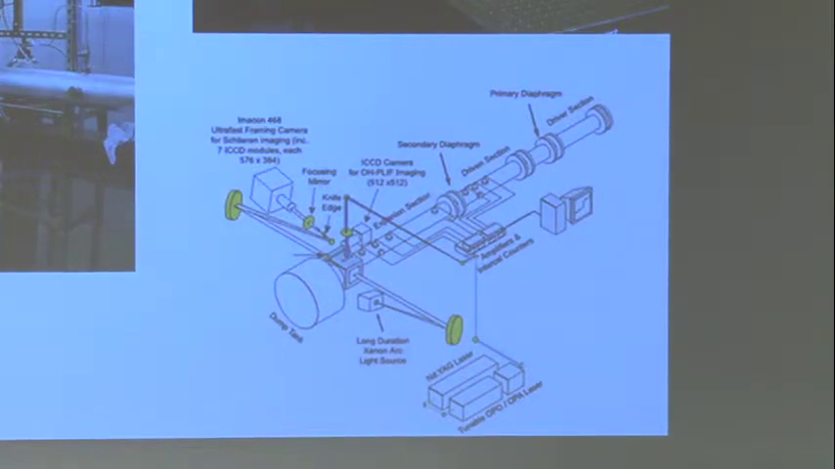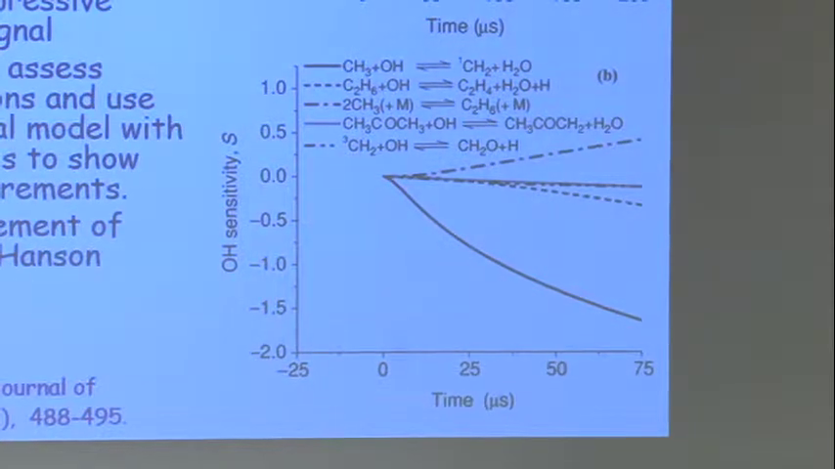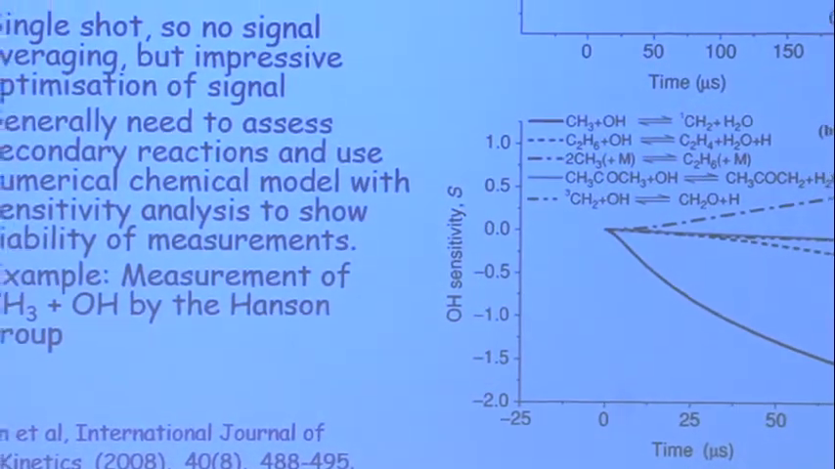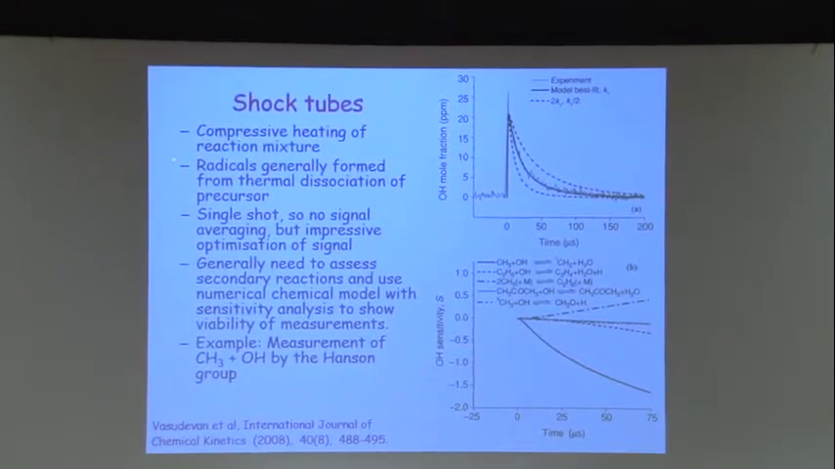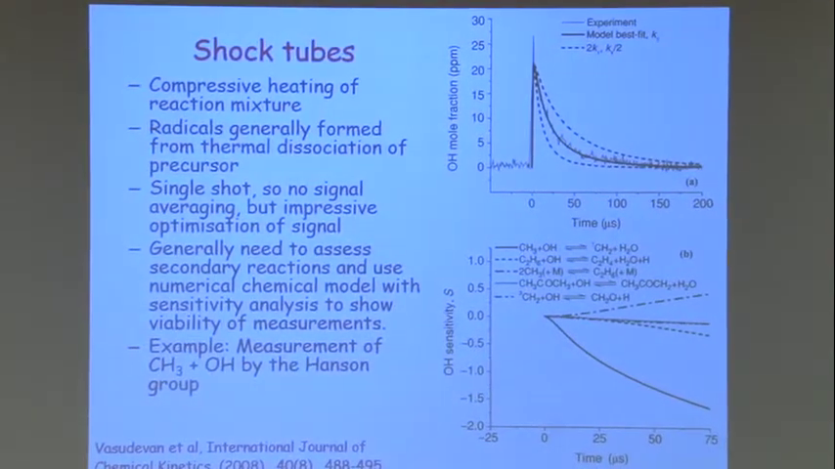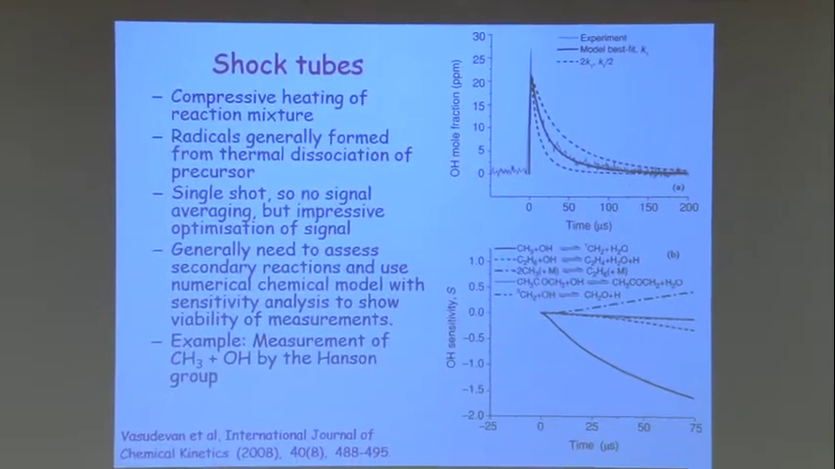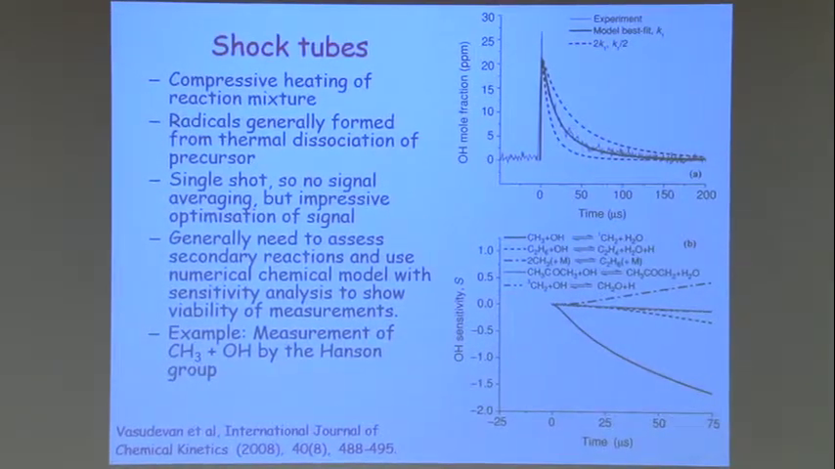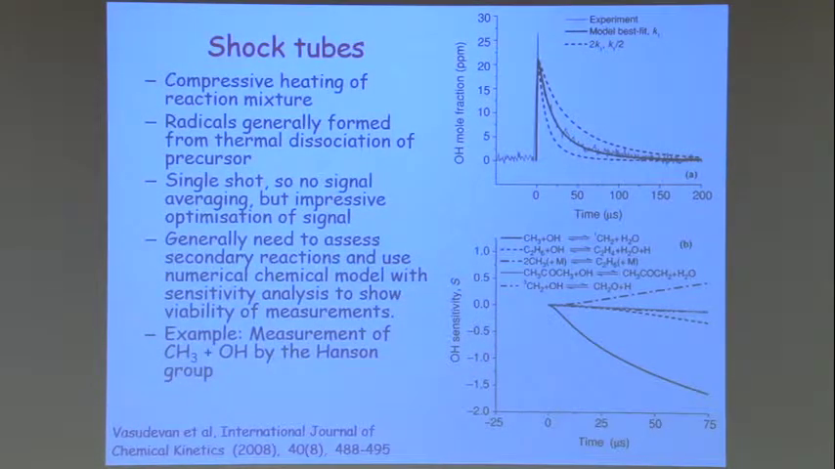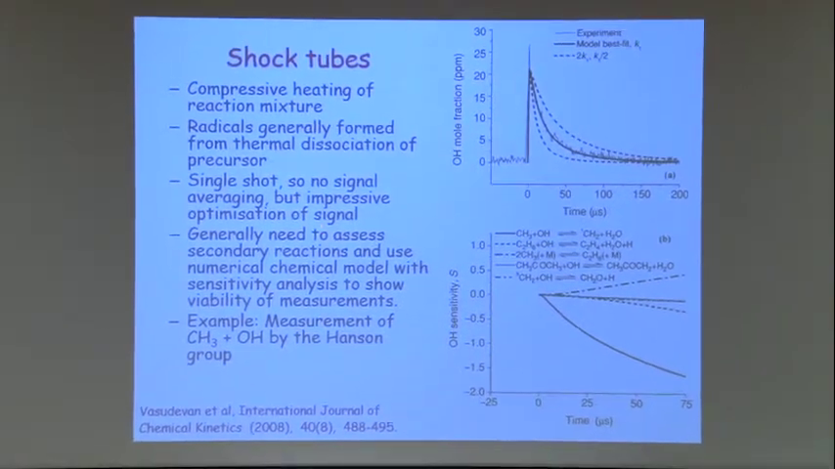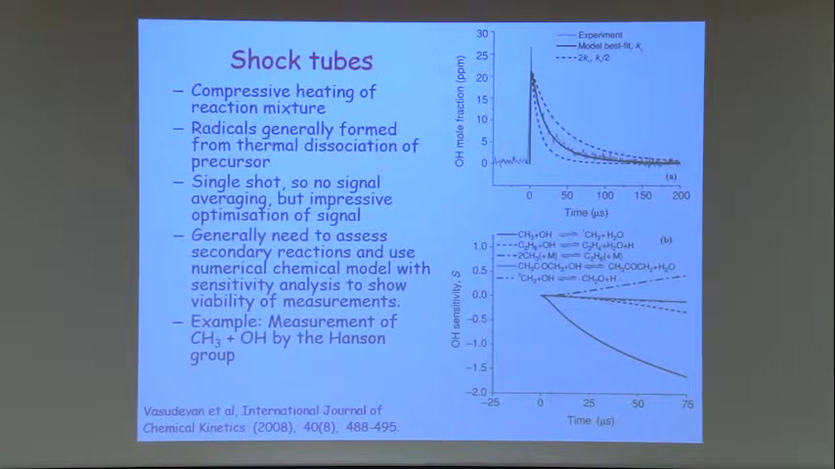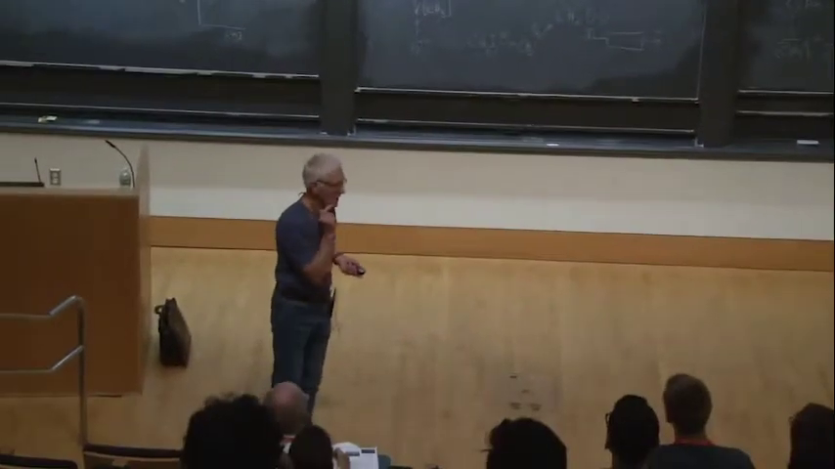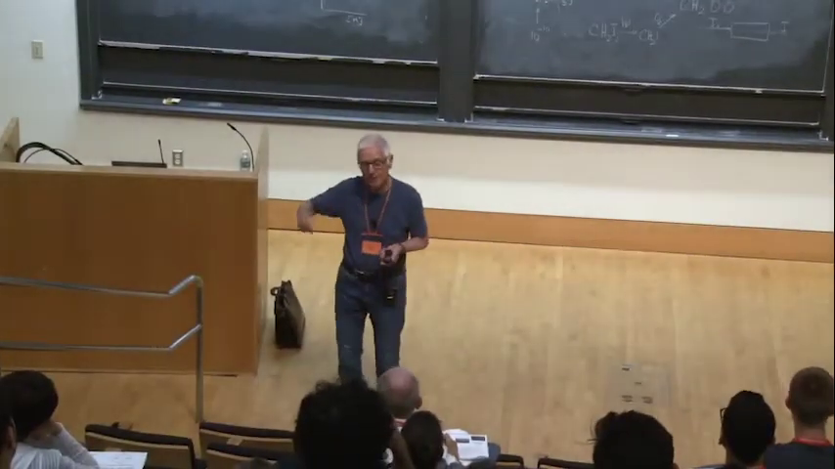But they've used many, many techniques, and we'll just mention a few of them now. So, compressive heating of the reaction mixture, and the radicals are generally formed by thermal dissociation of a precursor. So, the heating occurs, and the radicals you're interested in are formed by dissociation of a precursor, thermal dissociation now. It's a single-shot experiment. In those pulse photolysis experiments, you repeat the experiment many, many times.